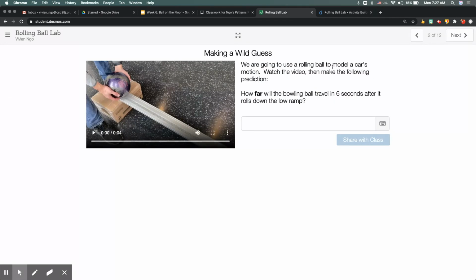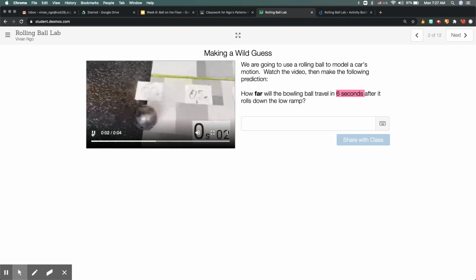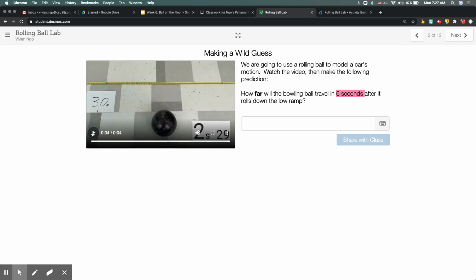Next, we are going to use a rolling ball to model a car's motion. Watch the video, then make the following prediction. How far will the bowling ball travel in 6 seconds after it rolls down the low ramp? So what's the distance it rolls in 6 seconds? Okay, so I see that it's past 3 meters at 2.5 seconds. So I need to guess how many meters. I can double that, so I'm going to put maybe 6.5. Just whatever you think, share with class.